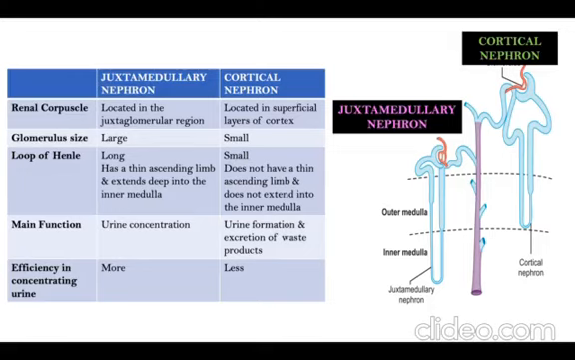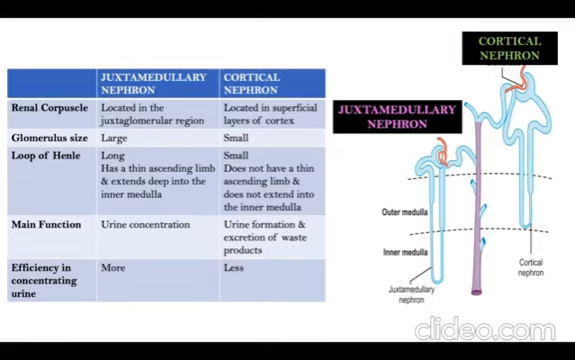So for the juxtamedullary nephron, its renal corpuscle is located in the juxtamedullary region, while the cortical nephron is located in the superficial layer of the cortex. For the glomerular size, for juxta, it's large, while for cortical, it's small. Loop of Henle for juxta is long and has a thin ascending limb and extends deep into the inner medulla. It has an ascending limb from thick and then to thin, and it extends deep into the inner medulla.